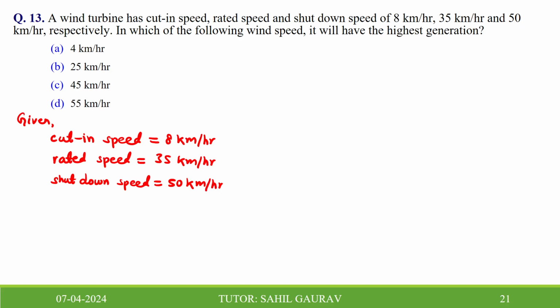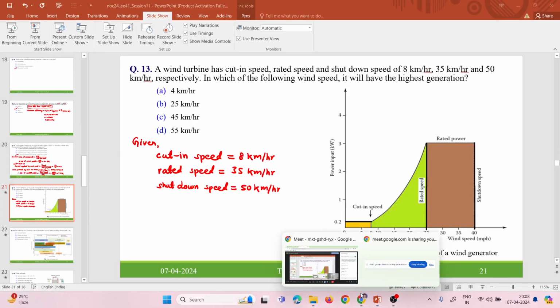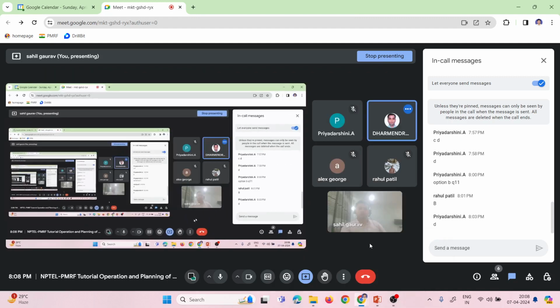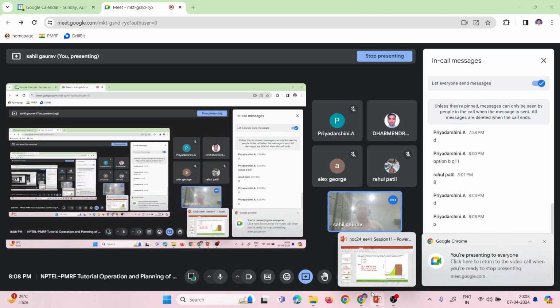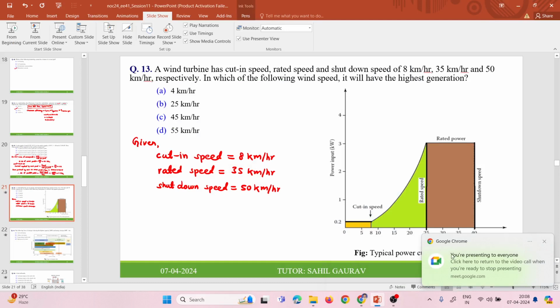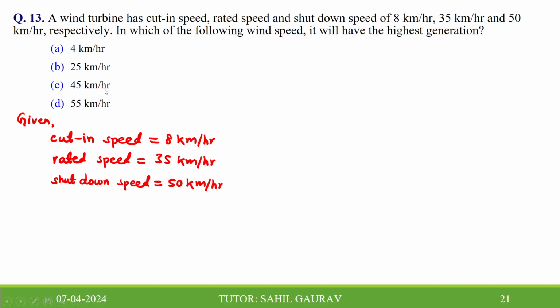Sir, 45. Which option? Pridasani? C option. Yes, Dharmendra, C. Pridasani, you are telling another option? No, D is not correct. So I am saying C option. Yes, C option is correct, Dharmendra, but Pridasani is telling this D option.